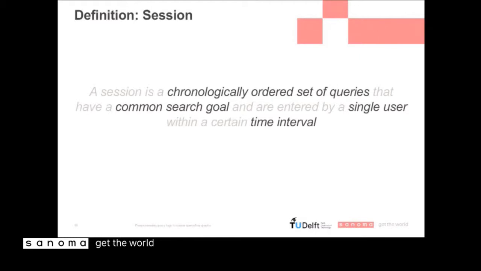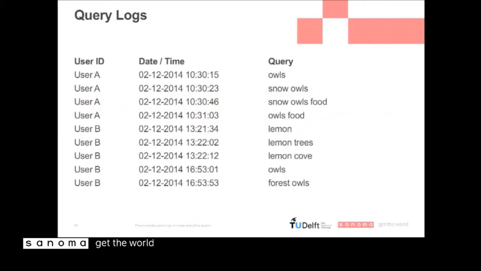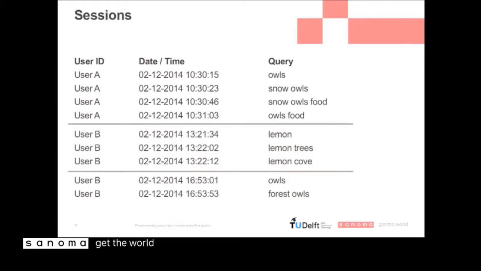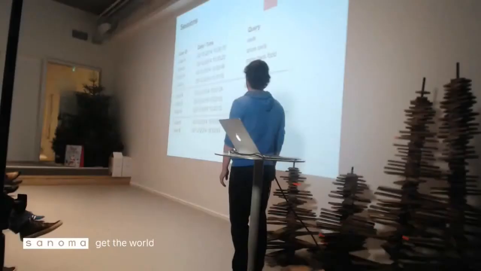So we have our query log in this case, and the ideal way to split this would be this. In between the fourth and the fifth query, there's a different user. So this is a logical border in between the queries. And in this case, the user was first looking for lemon-related stuff and then switched to owl-related stuff. So it changed the mission. So this is also a boundary in the query log to start a new session.